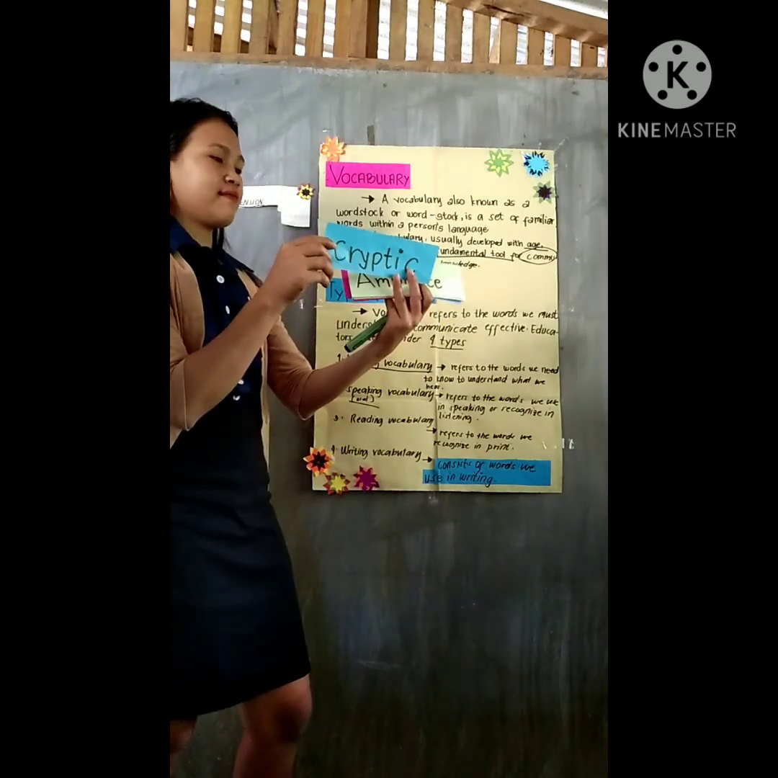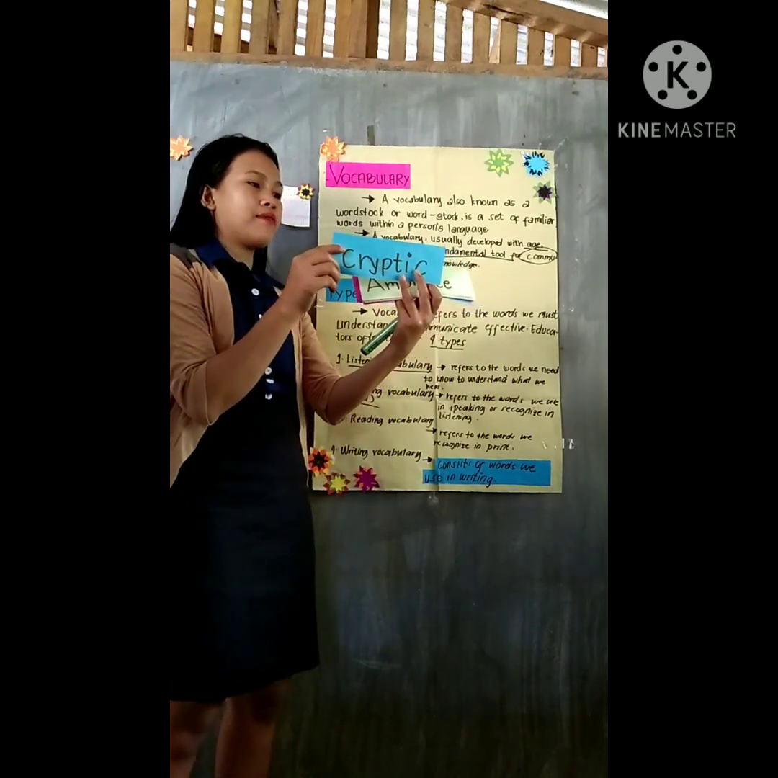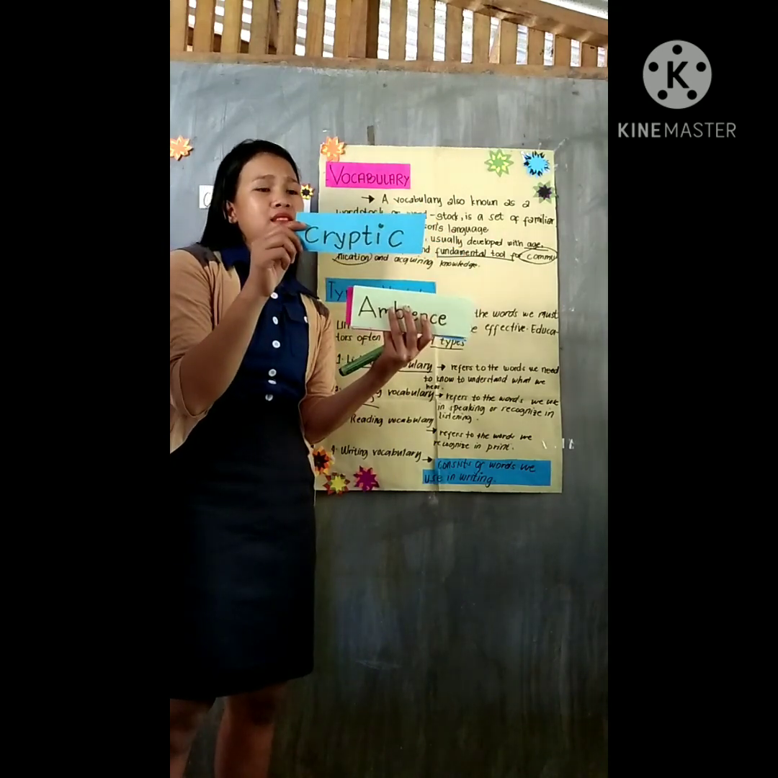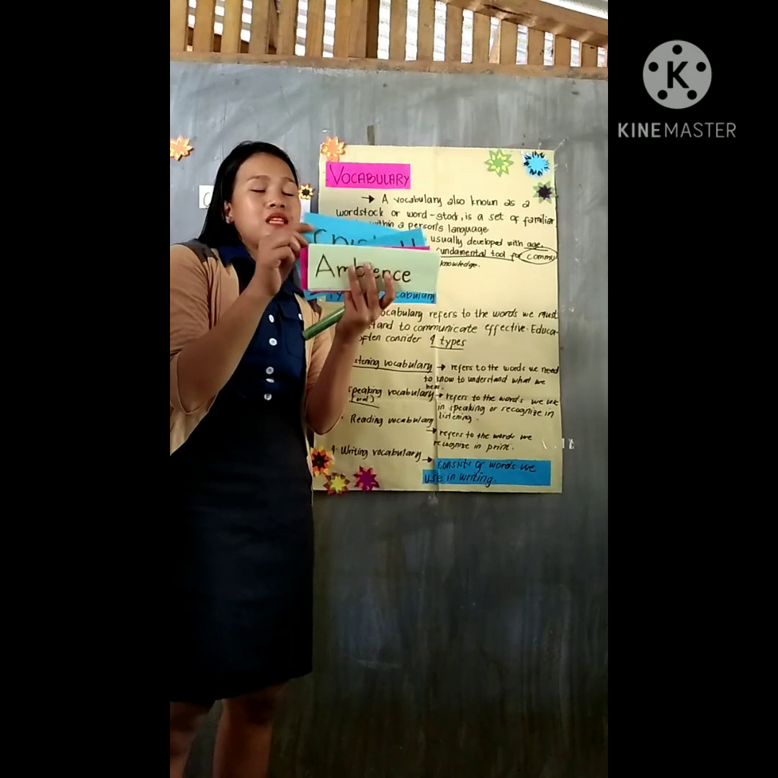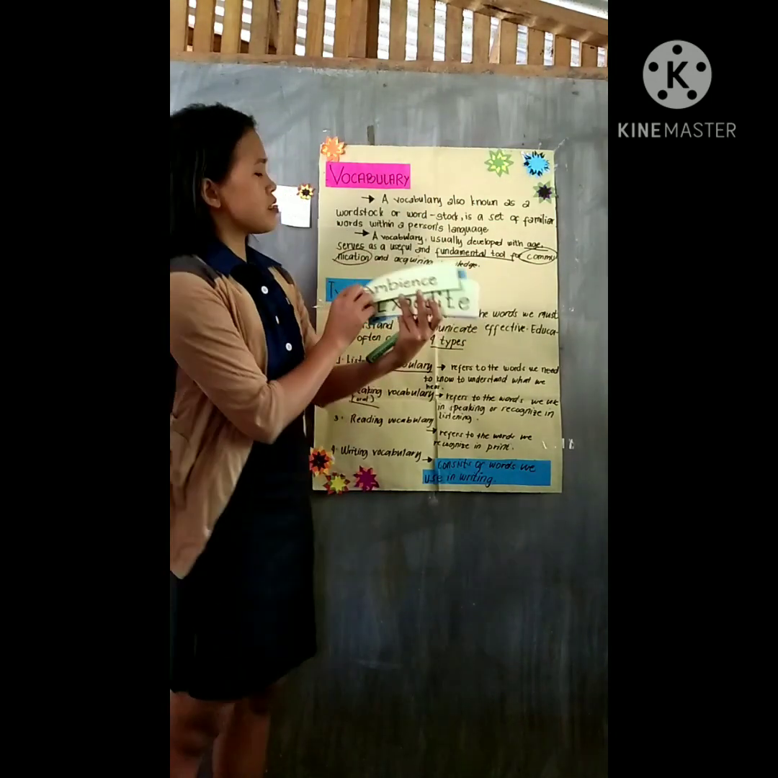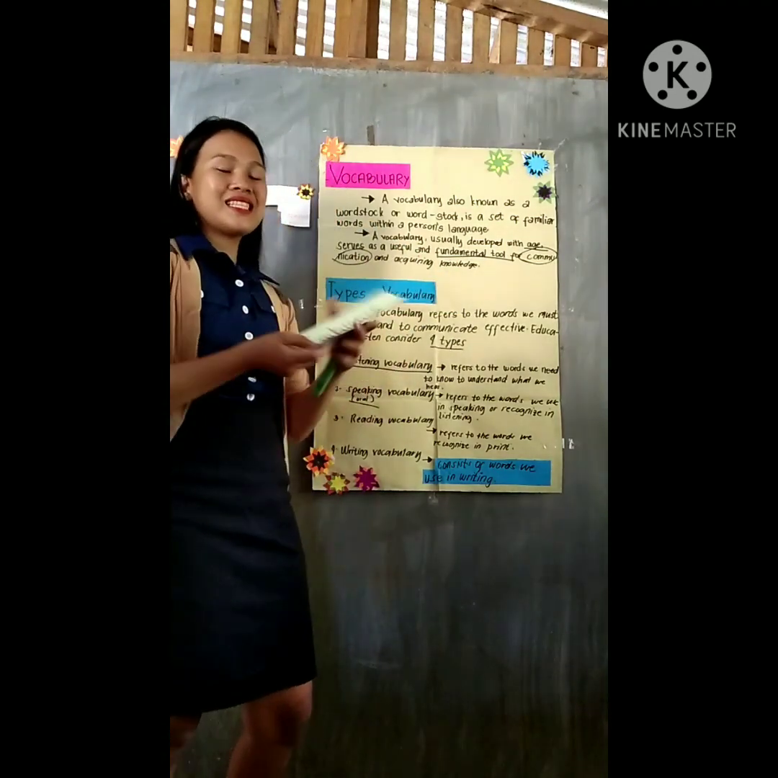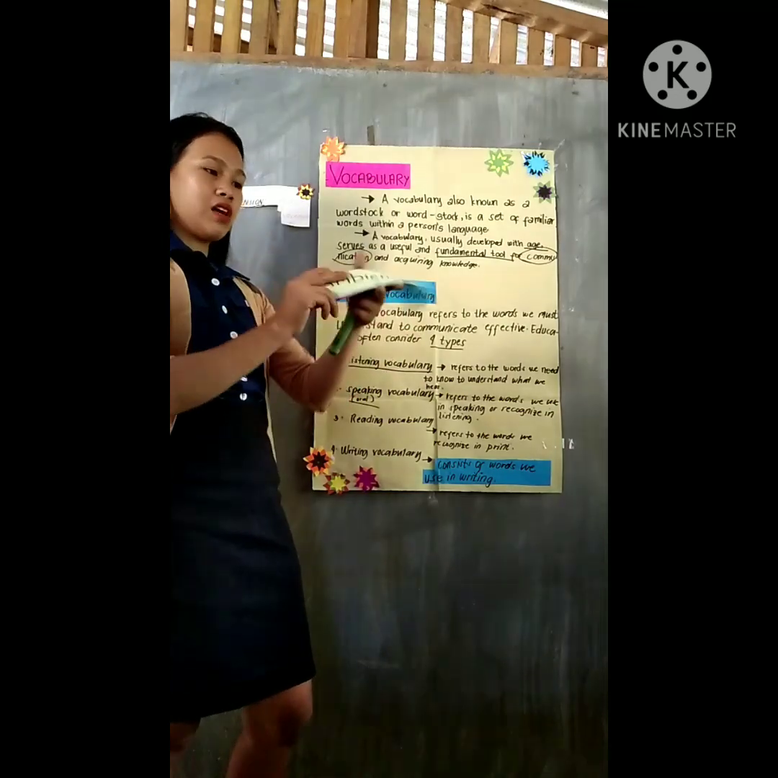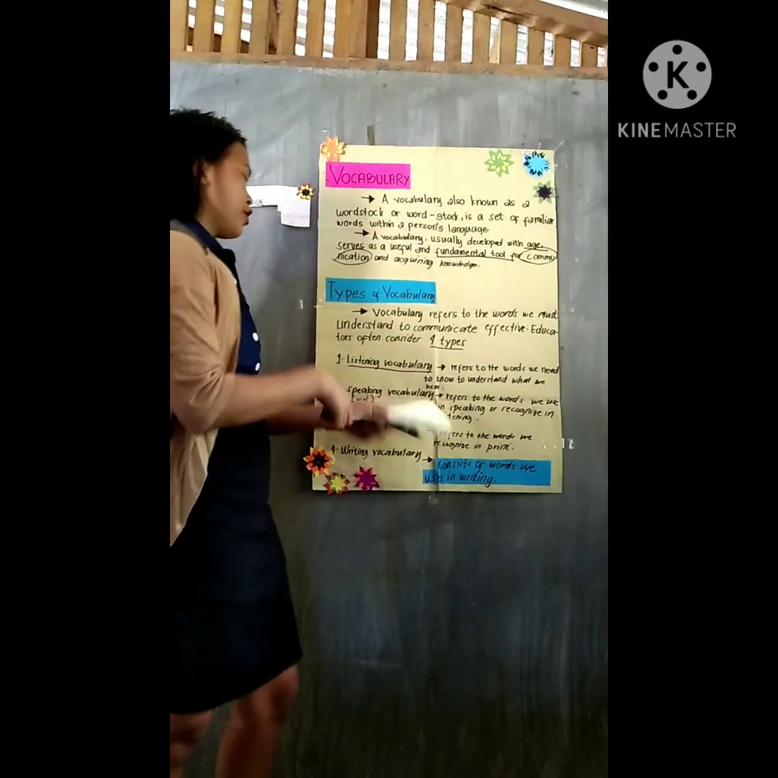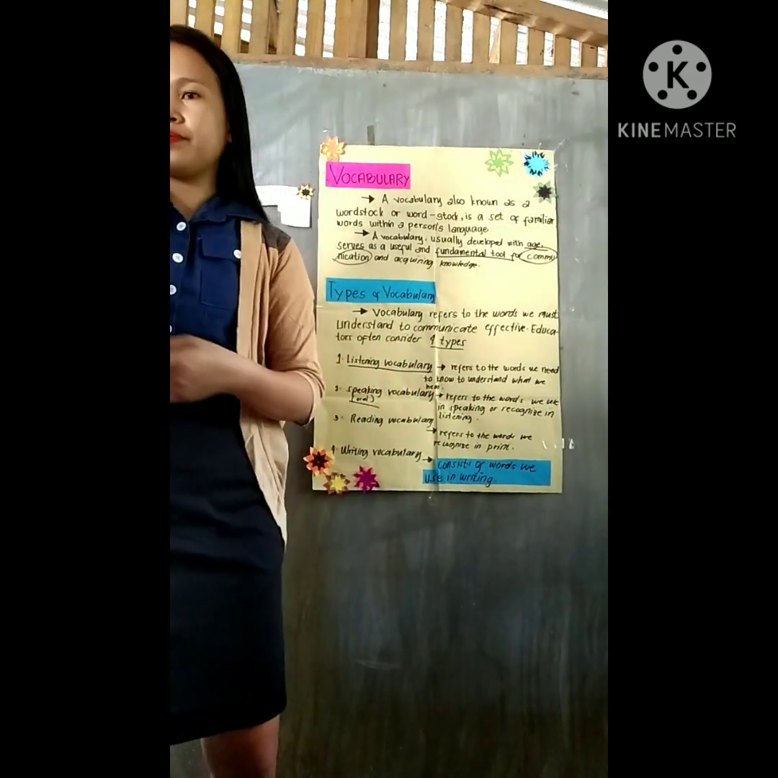Next is cryptic. Cryptic is difficult to understand, or having or seeming to have a hidden meaning. An example of this is: puzzled by the cryptic message. It is very possible. Oh, that's all. These are the cards that I need for the speaking vocabulary cards.